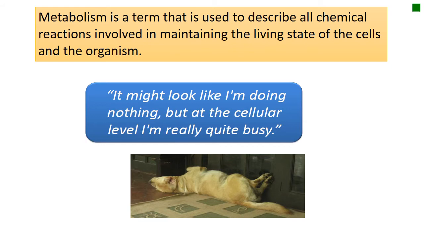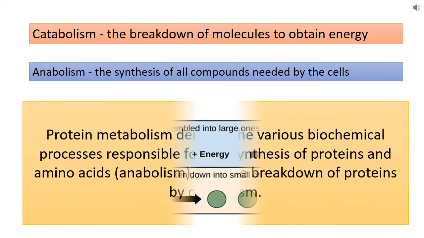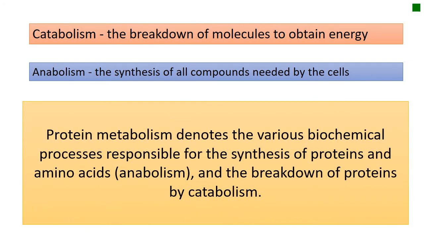For example, here in a meme, it might look like I am doing nothing, but at the cellular level, I am really quite busy because there are so many metabolic activities happening inside each cell of that sleeping dog. Though it looks not busy, at the cellular level it is very busy. We have two kinds of metabolism, the catabolism and the anabolism.